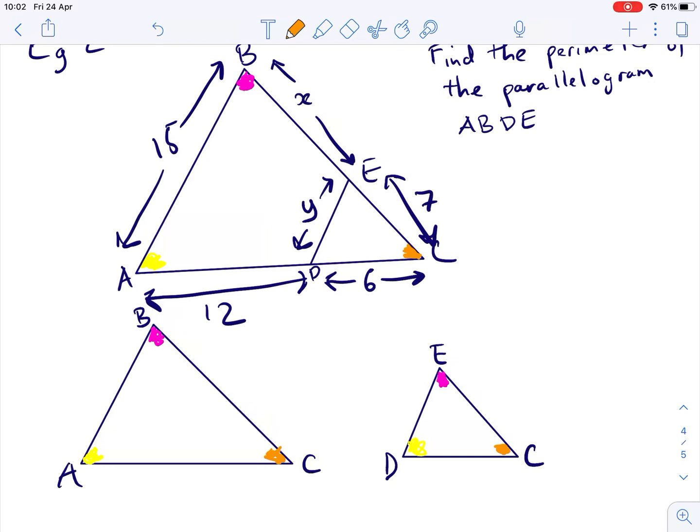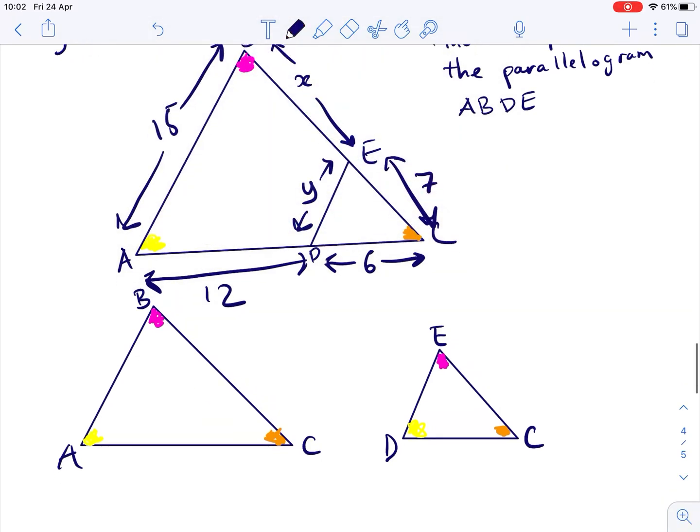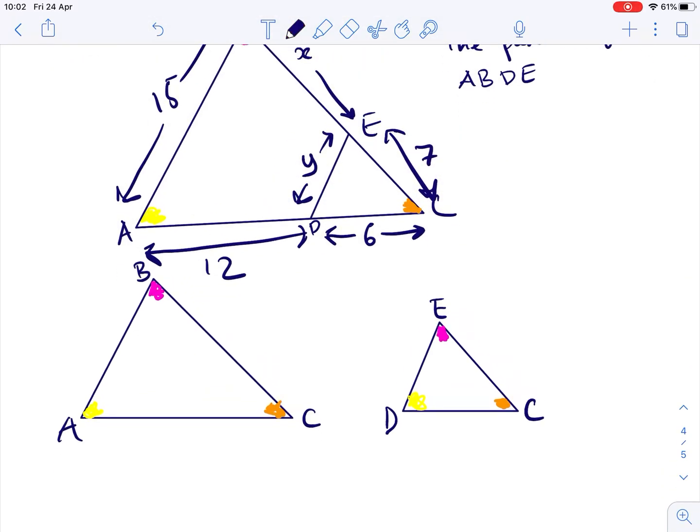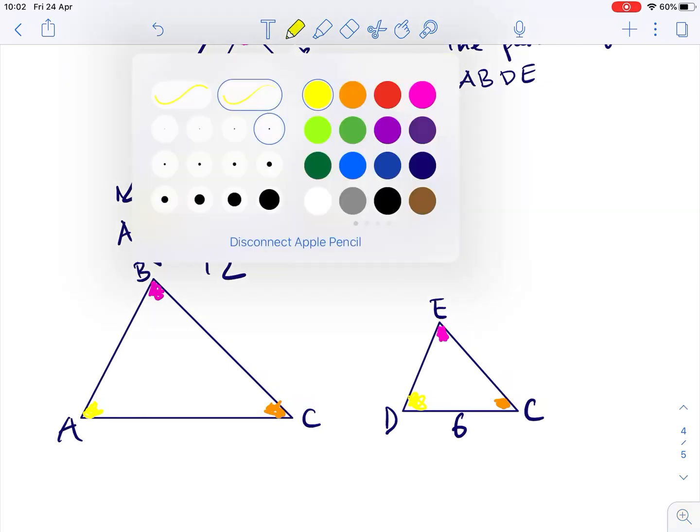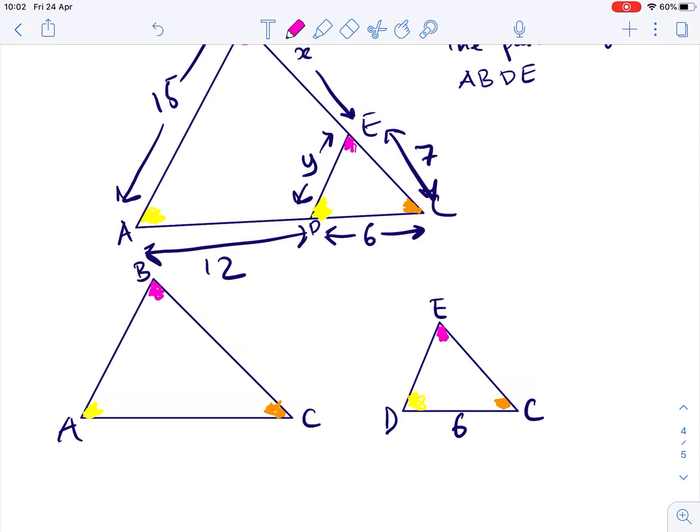Now what measurements are we given in this question? Well, we're told that this length is 6. That's our length between D and C, between the yellow angle here and the orange angle in the bottom right hand corner, and we also know between the pink and the orange is a length of 7. Ooh, it's a very pink 7.